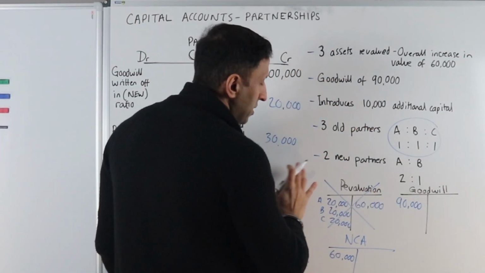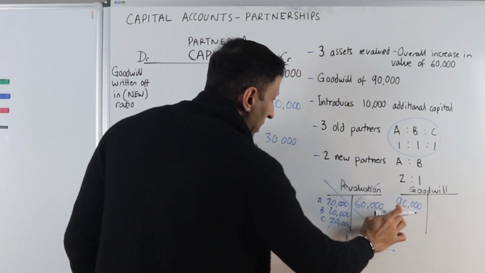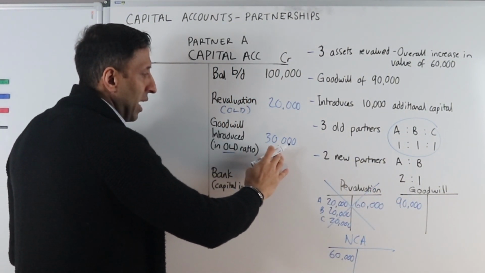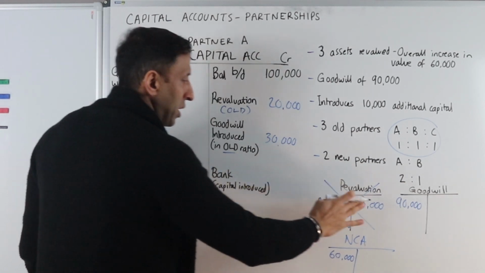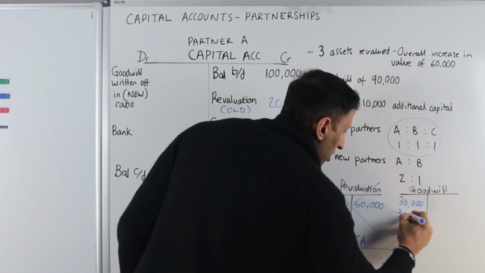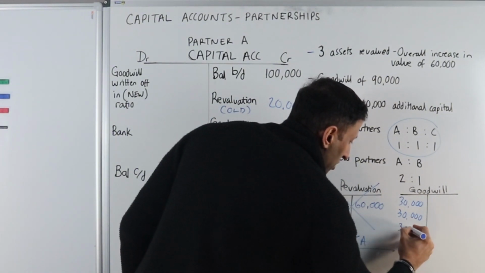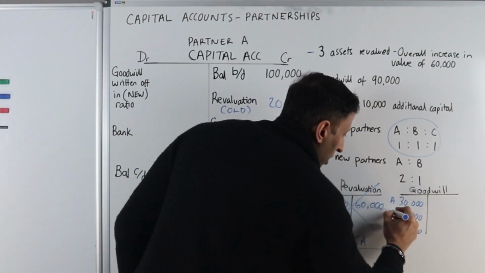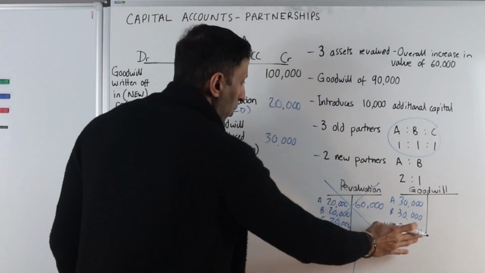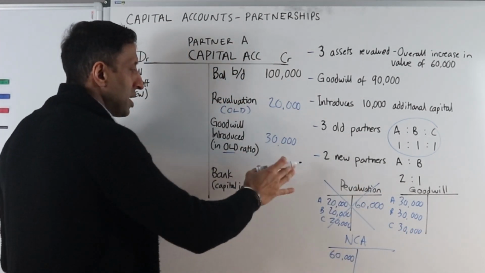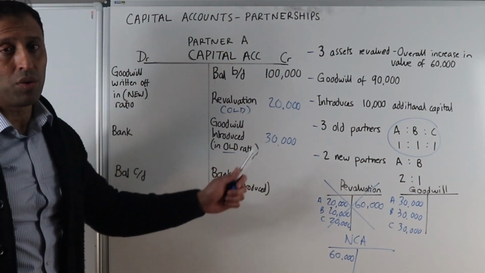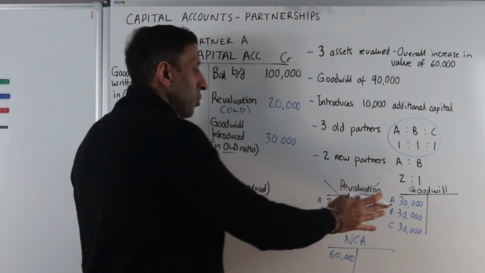So now, if we have debited the goodwill account and credited each partner's capital account, we could write this out as individual figures: 30 introduced, 30 introduced, and 30 introduced for A, B, and C. So essentially 90 introduced overall on the debit side of goodwill, and 90 introduced on the credit side of the capital accounts for all three partners in the old ratio. But the overall value was 90.